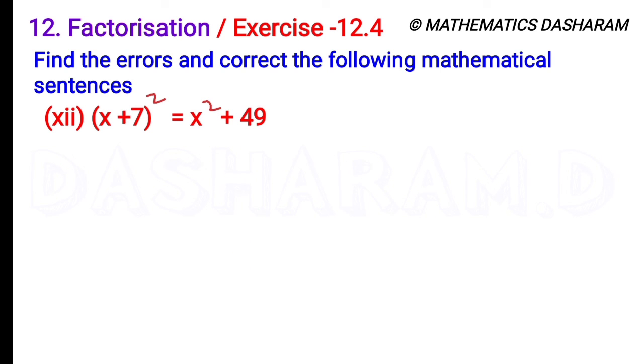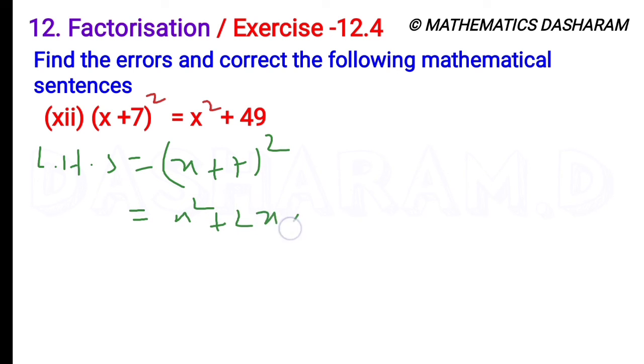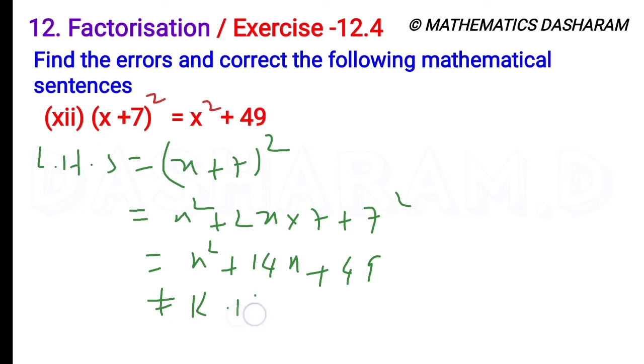Next, 12th question: (x plus 7) whole square equals x square plus 49. So here, the (a plus b) whole square formula: a square plus 2ab plus b square. So x square plus 7 twos are 14x plus 7 square is 49. But here x square plus 49 is given, so that is why it is not equal to RHS.